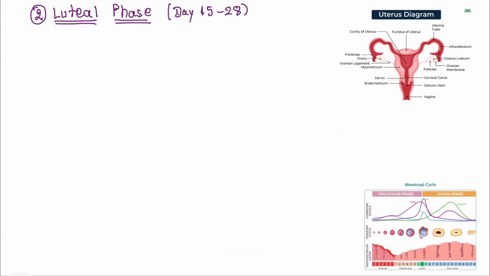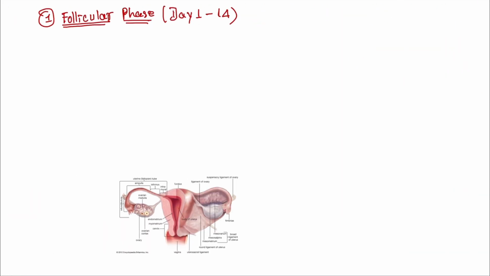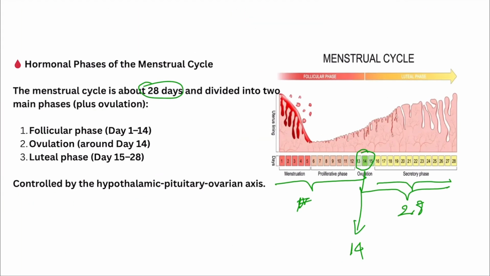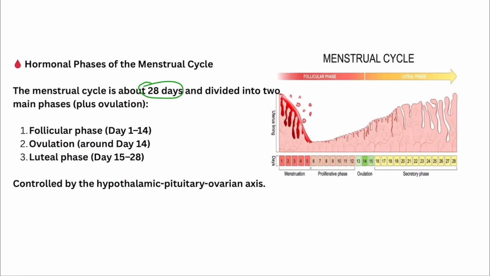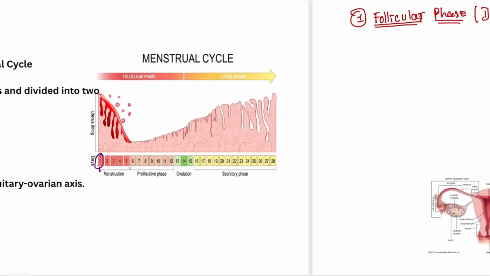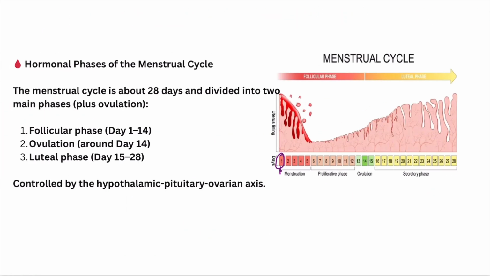Now that we know about all the structures, let's start with the follicular phase. The follicular phase starts from day 1 to the ovulation day, day 14. The first day of the follicular phase is the first day of menstruation. We count from the first day that the blood is coming. So the follicular phase starts from here to here.